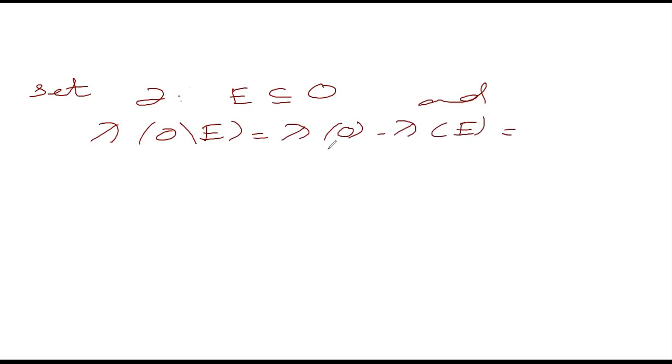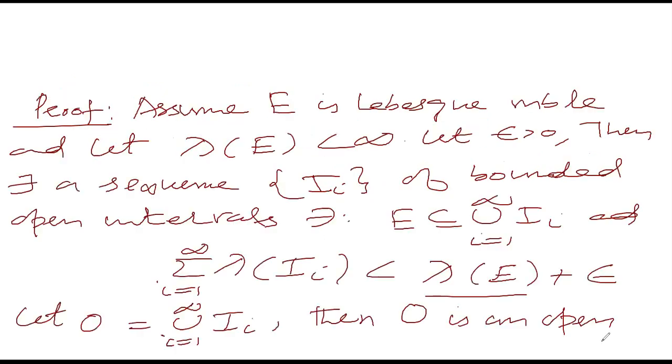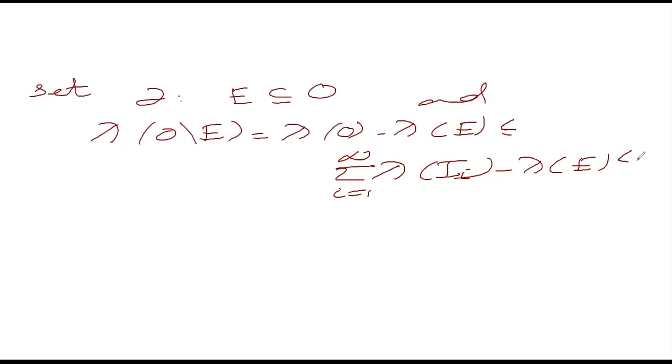But this Lebesgue measure of O is less than or equal to the summation, i from 1 to infinity, of the Lebesgue measure of I_i, because O is equal to the union of I_i, minus the Lebesgue measure of E. But this difference is less than epsilon. You can see it from here: the summation of the Lebesgue measures of I_i minus the Lebesgue measure of E is less than epsilon. So this proves one direction of the theorem.